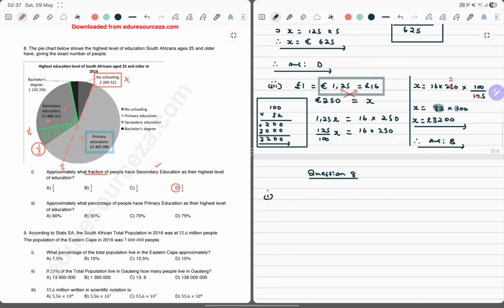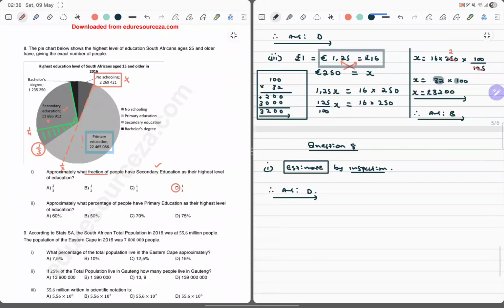Right. Now, that is the other way. Okay, guys, we can estimate this if we've got the knowledge, by looking, by inspection. So our estimation by inspection told us that the answer is D. But we've got numbers there, so we could do this also by calculation. So we can estimate by inspection, but also by calculation.